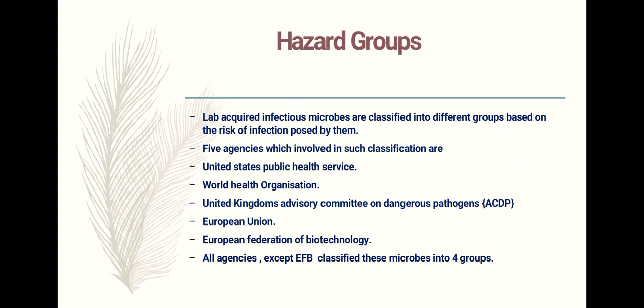Now we will see the hazardous groups. Lab-acquired infections are classified into different groups based on the risk of infection posed by them. Five major agencies have given the classification. First, the United States Public Health Service. Second, the World Health Organization, WHO. Third, the United Kingdom Advisory Committee on Dangerous Pathogens, ACDP.